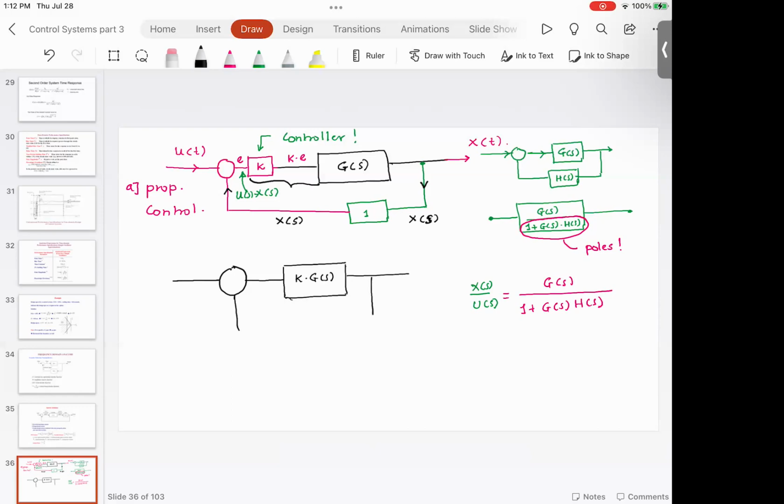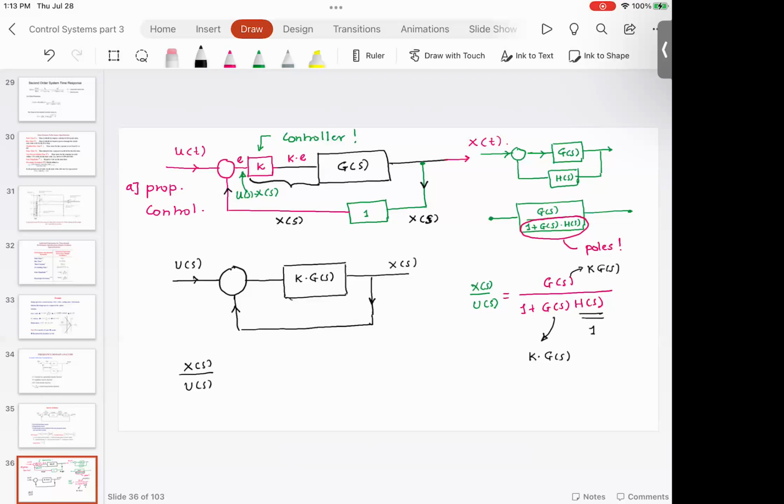I'm just going to show unity feedback. There is just one, so I haven't shown the thing, but this is u of s, this is x of s, and then I have this k of g of s. Now my closed loop transfer function happens to be x of s divided by u of s. Please note, h is 1, and this g now became k times g of s.